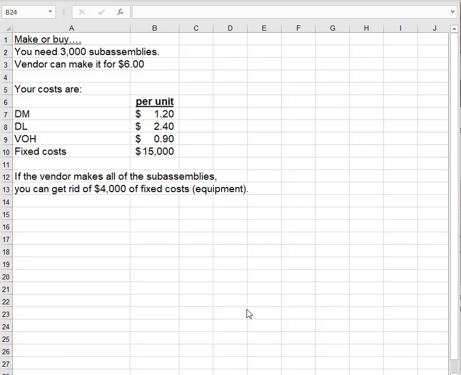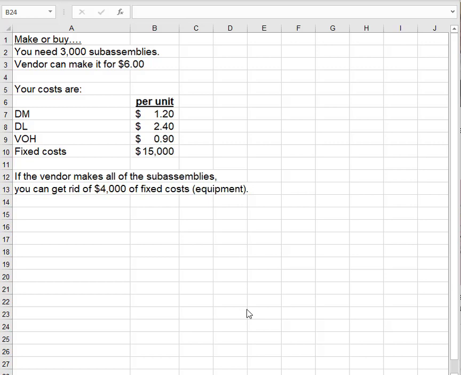Then the strategy is to compare what you'd have to pay the vendor to the cost that would go away if you pay the vendor. So not all costs are going to go away. Generally, fixed costs do not go away just because you have the 3,000 sub-assemblies made somewhere else. But if it does go away, they have to tell you.